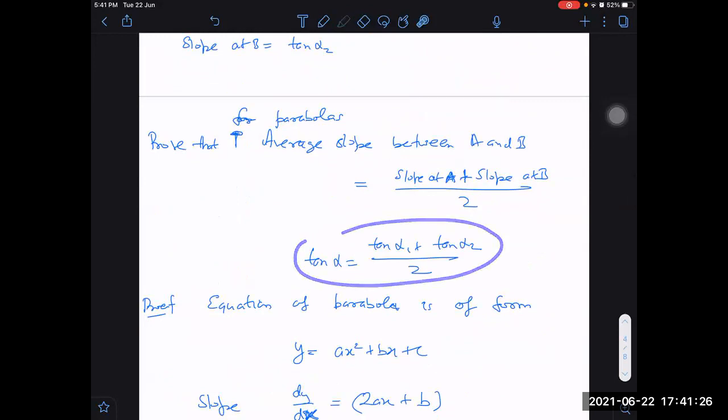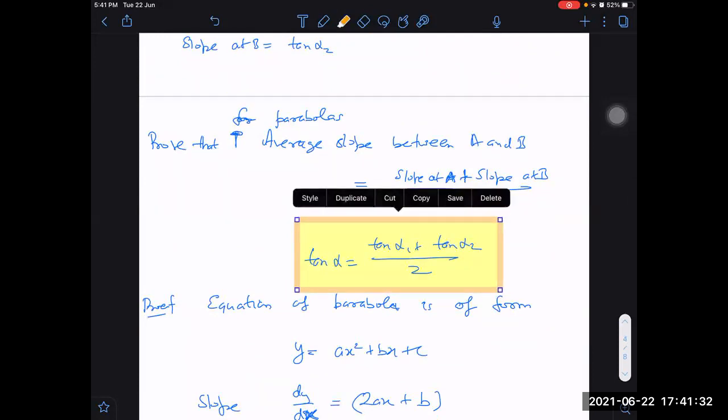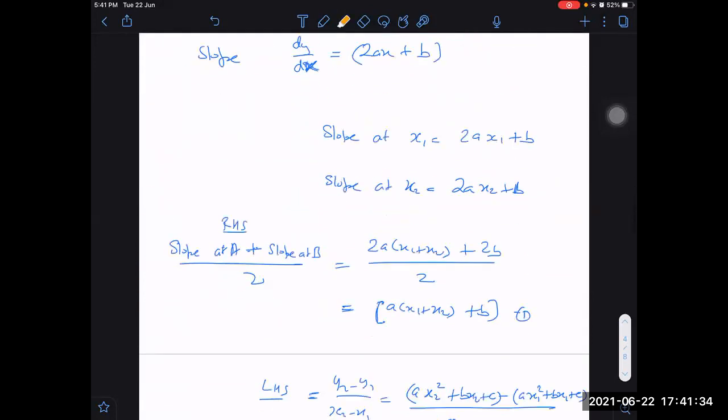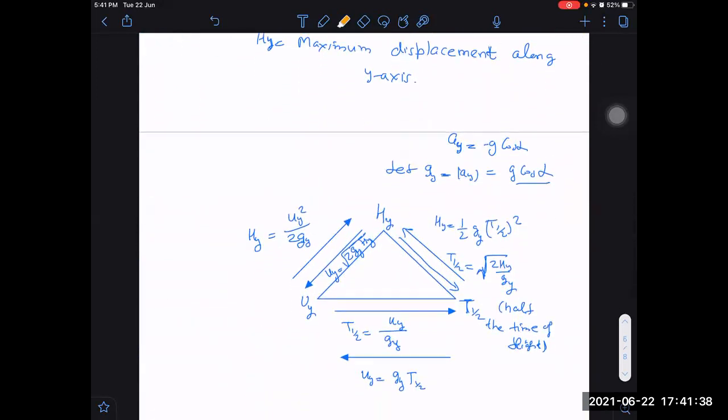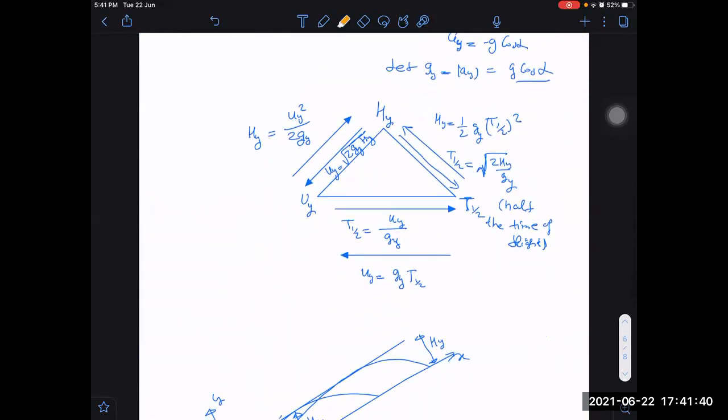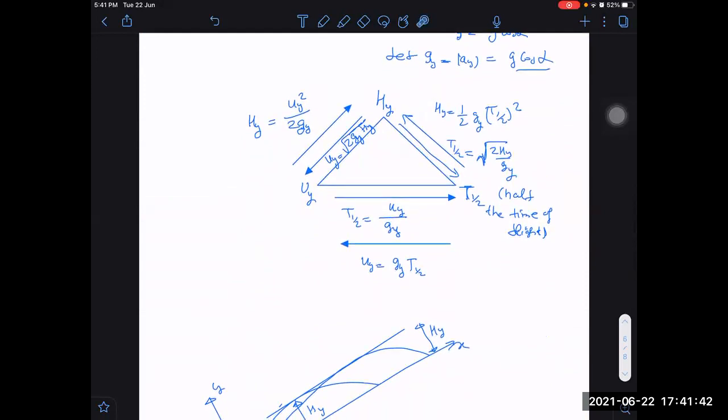This one I said here. Tan alpha will be equal to (tan alpha 1 plus tan alpha 2) by 2. How we proved it? I proved it, but proof is good only if you know the things, so I think you should first learn them properly. What about this HUT triangle?